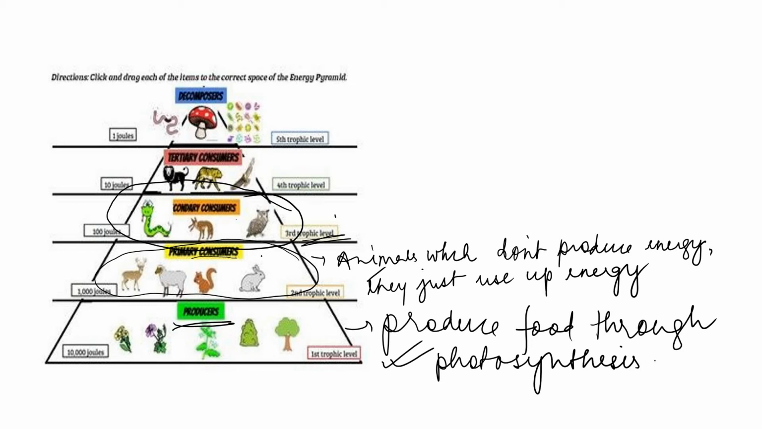Now these secondary consumers will be eaten by carnivores, and they are in which level? They are in the fourth trophic level. And what are they known as? The tertiary consumers. Remember, see where the mistake will happen.